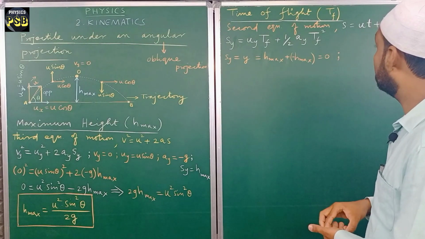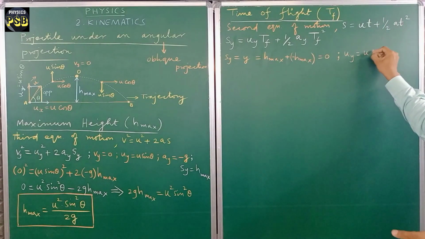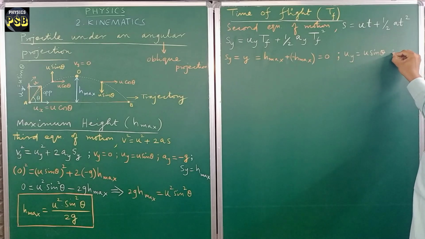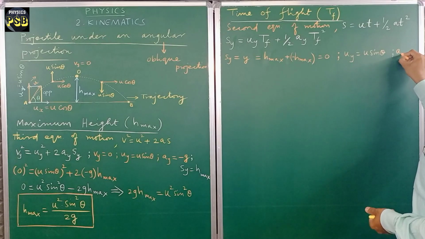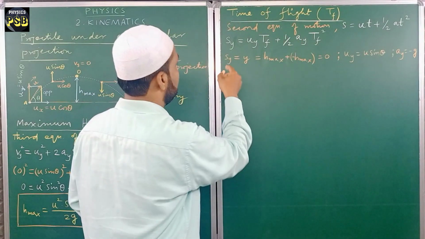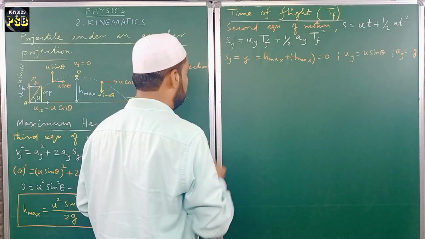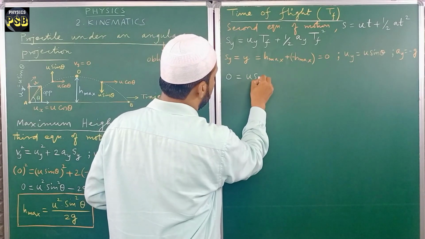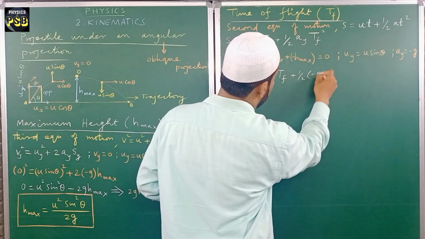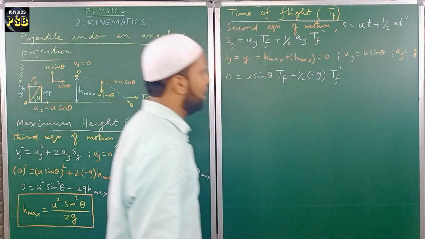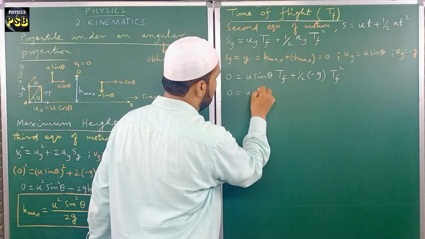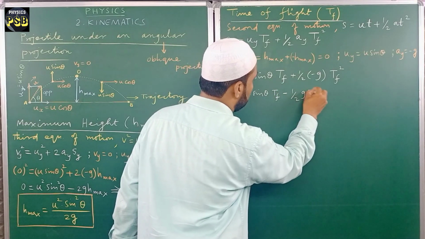Got it? Next we have Uy. Uy is nothing but U sin theta. And here Ay is taken as minus G. Okay. Now I am going to substitute all these things in the above equation. See what I get? First, the value of Sy is nothing but 0. And Uy is U sin theta, and Tf is kept as such. And here plus half minus G Tf square. Now, when I expand this, I get U sin theta Tf minus half G Tf square.